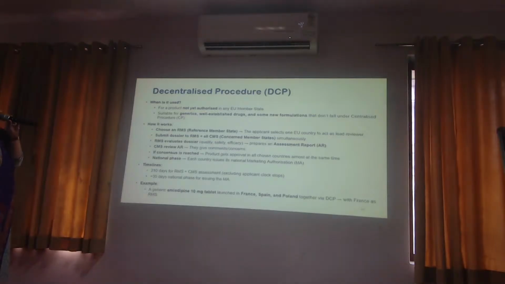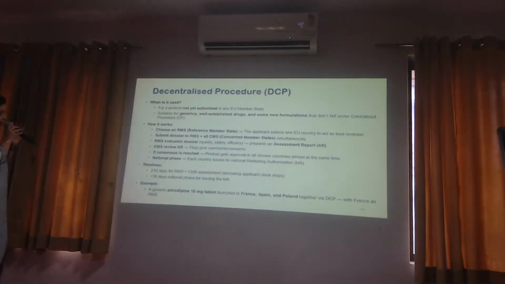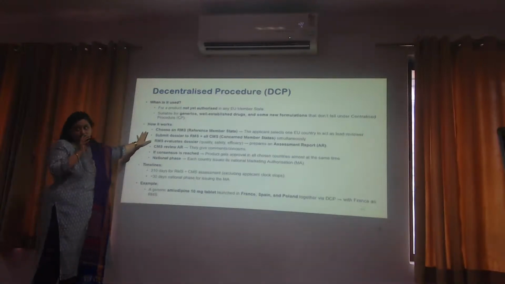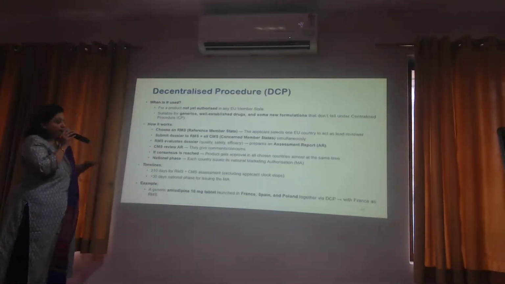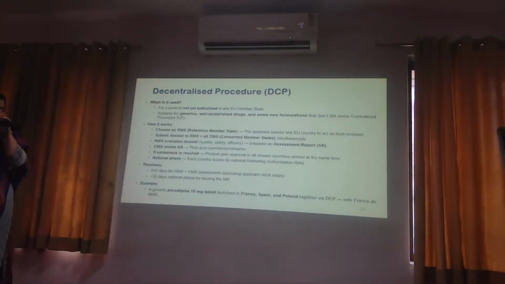Now this is the decentralized procedure. The decentralized procedure is basically for products which are not authorized in any of the EU member states at present. It is suitable for generic and well-established products. So here, what is done? You have to select one reference member state. The applicant selects the EU country which will act as the lead reviewer.